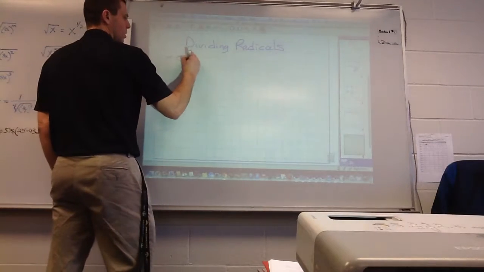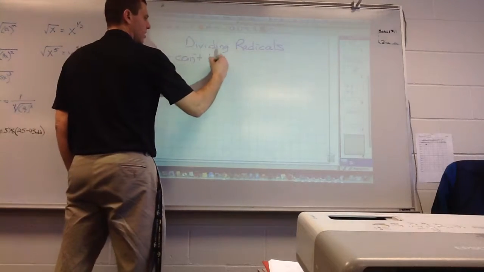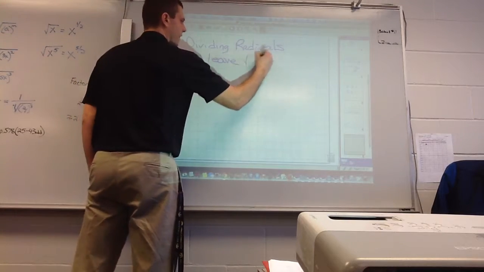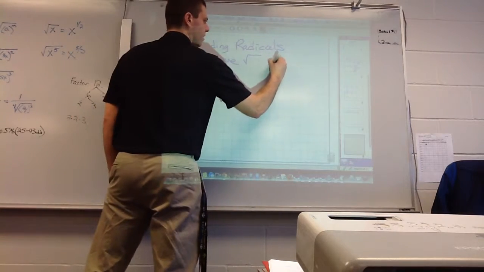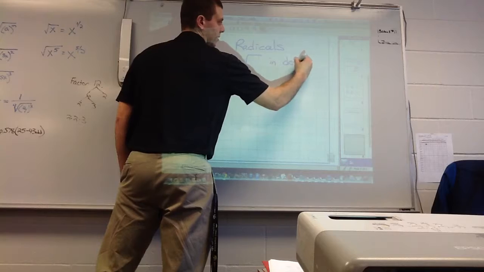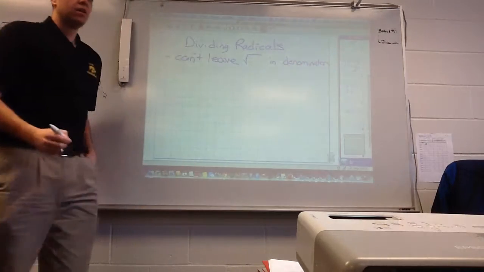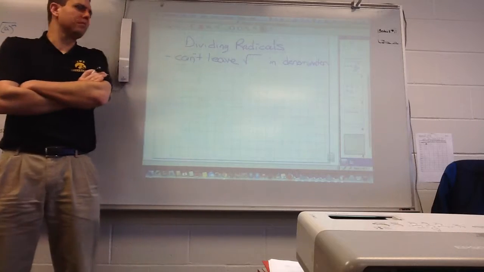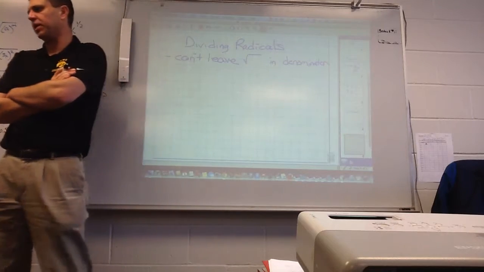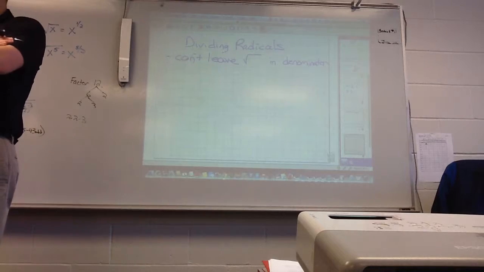Okay? We can't leave that symbol in the denominator. That's the bottom of the fraction. It's just kind of one of those unwritten rules in math. When it comes to simplifying, we don't like doing that.